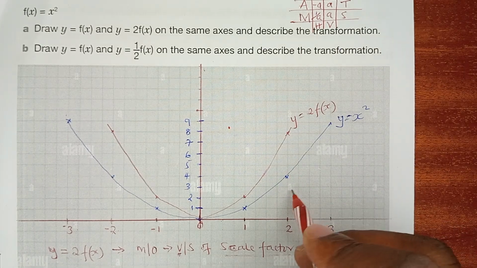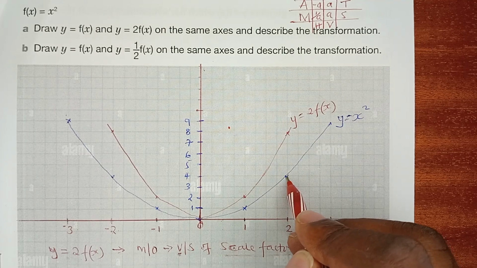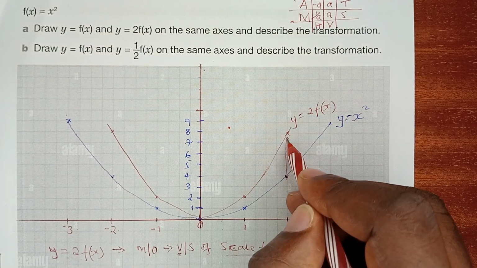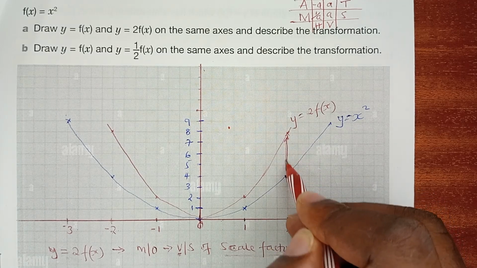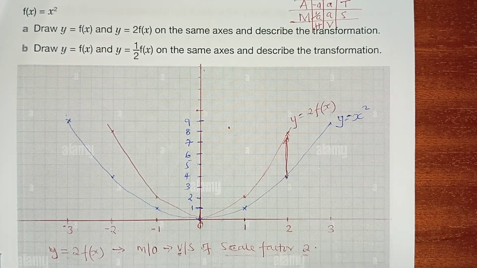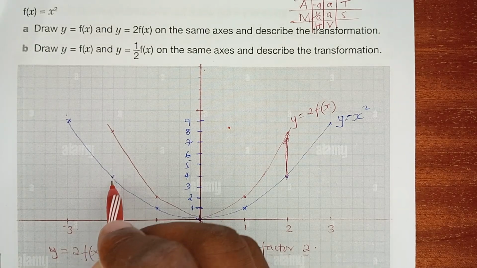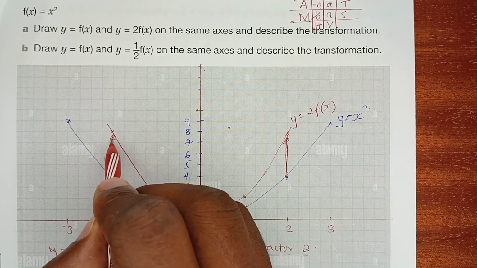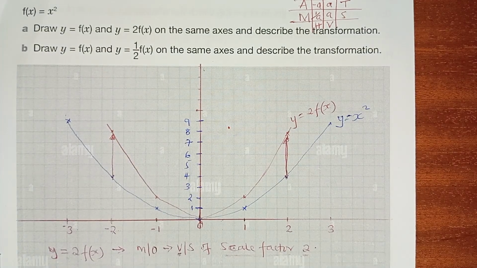Vertical stretch. You can see this point was here, but it has been transformed to this particular point. So this is a stretch. Only y values are affected. X values remain the same. You can see this point again gets to this point. It's a stretch along the y-axis, and that is it.